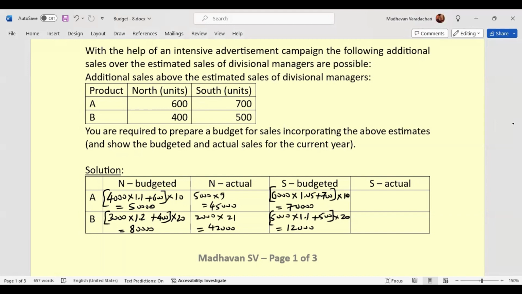Here it is 7,000, 63,000. Then this is 4,000, 21 rupees, 84,000.